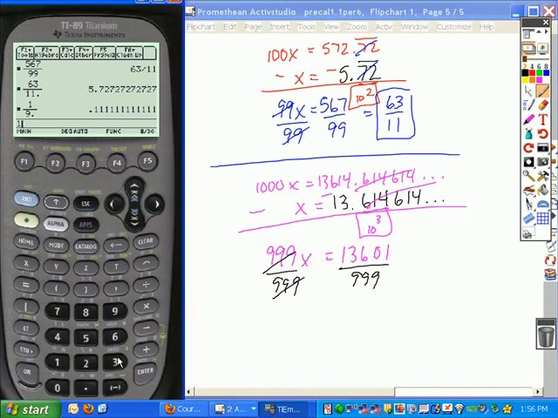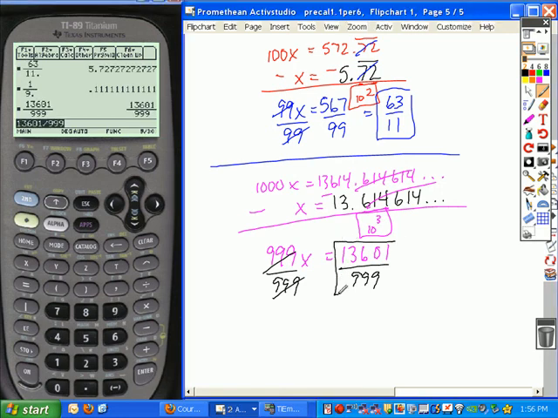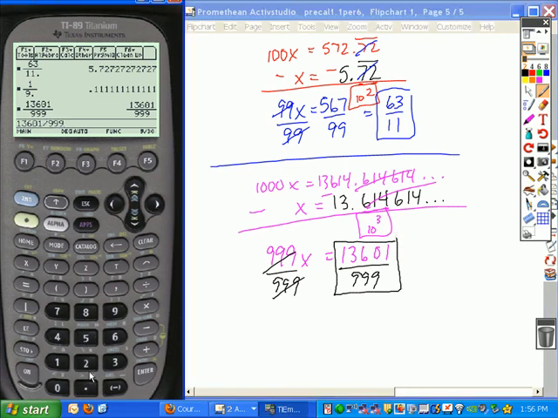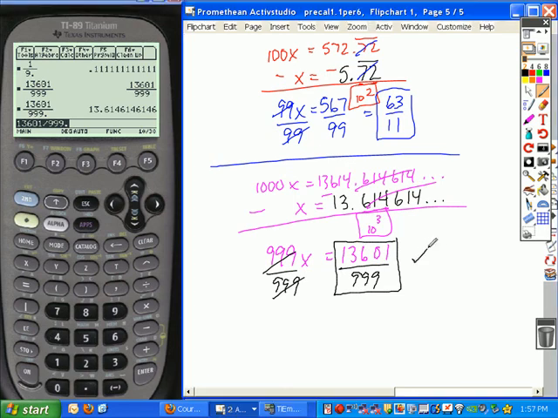Divide both sides by 999. And we can verify 13,601 divided by 999. Does this simplify any? No. So this is our rational form. We can check it by putting a decimal in here, hitting the green diamond button, and finding what the decimal equivalent is: 13.614614. That was our original number, so it verifies as being correct.